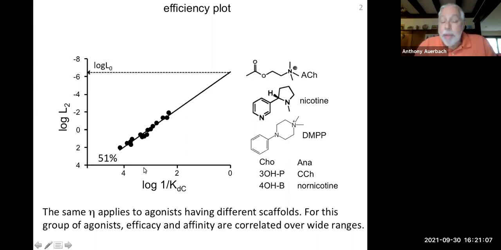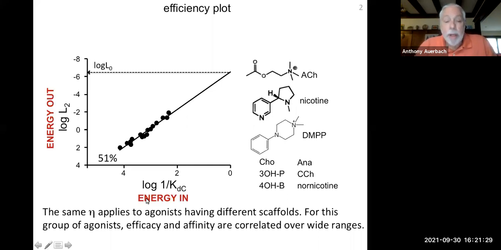But you cannot use the chemistry of these guys to predict what the efficiency is. They all have the same efficiency. And so for this group of agonists, efficacy and affinity are correlated over wide ranges. So this is 2 orders of magnitude in affinity, 4 orders of magnitude in efficacy.